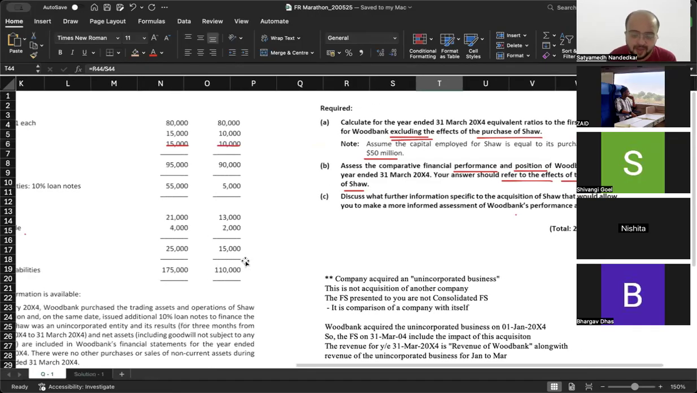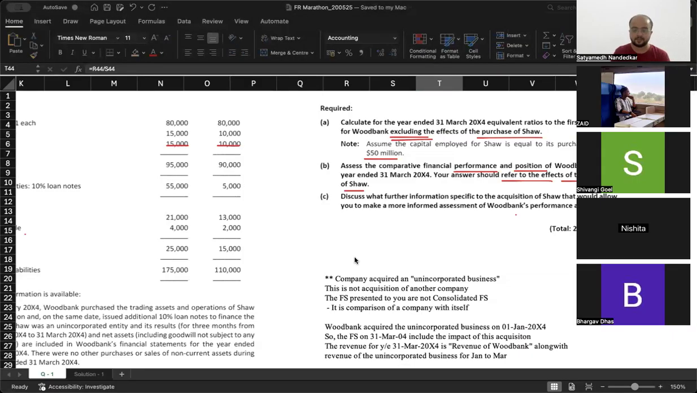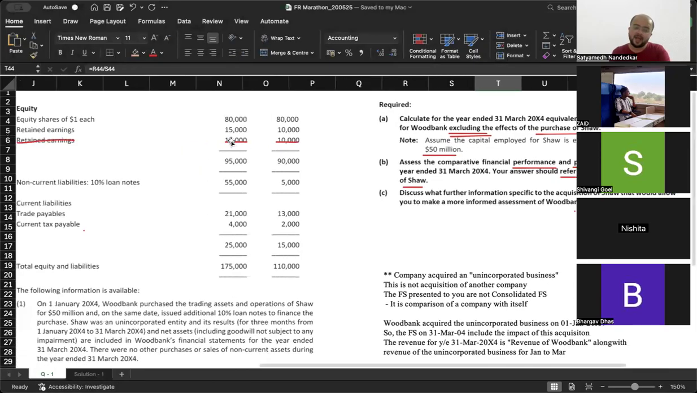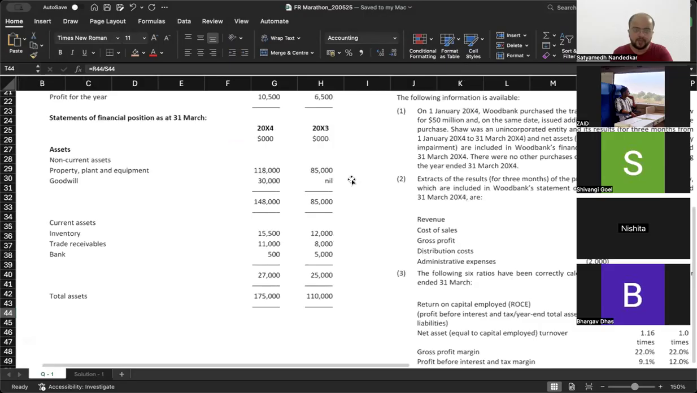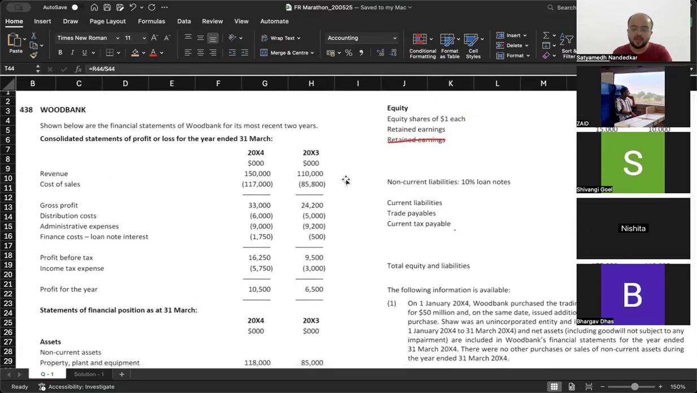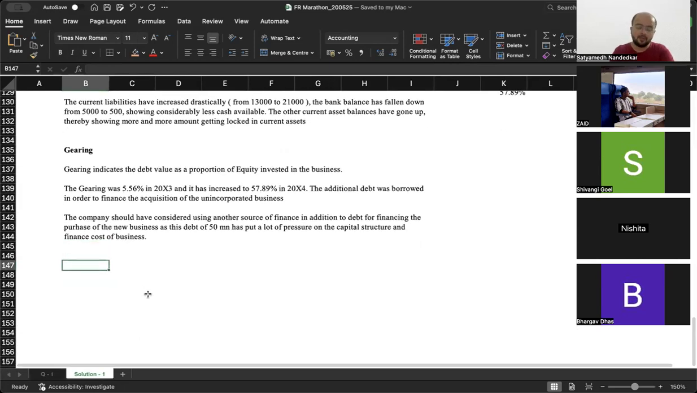And last one, what further information specific to acquisition of Shaw would allow you to make a more informed assessment of Woodbank's performance and position? What additional information should have been there? क्या हो सकता है? See, statement of financial position of Shaw, in case you had that, that would be very useful for you. You have the balance sheet standalone of the main company, but you don't have the assets and liabilities position of Shaw. So आपको individually नहीं पता कि what other information is there.